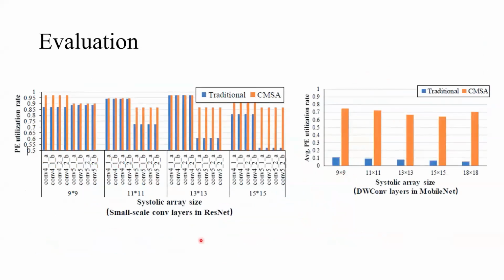In the experimental part, we evaluate the PE utilization rate of the arrays at different scales. CMSA is always better than traditional systolic arrays. The evaluation proves that for small-scale convolution, CMSA can increase PE utilization rate by up to 1.6 times, and for depthwise convolution by up to 14.8 times. That's all. Thank you for watching.